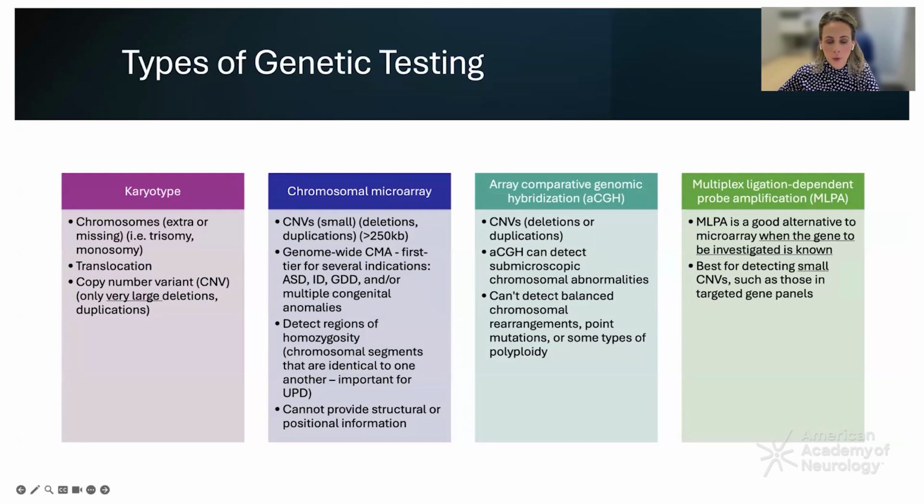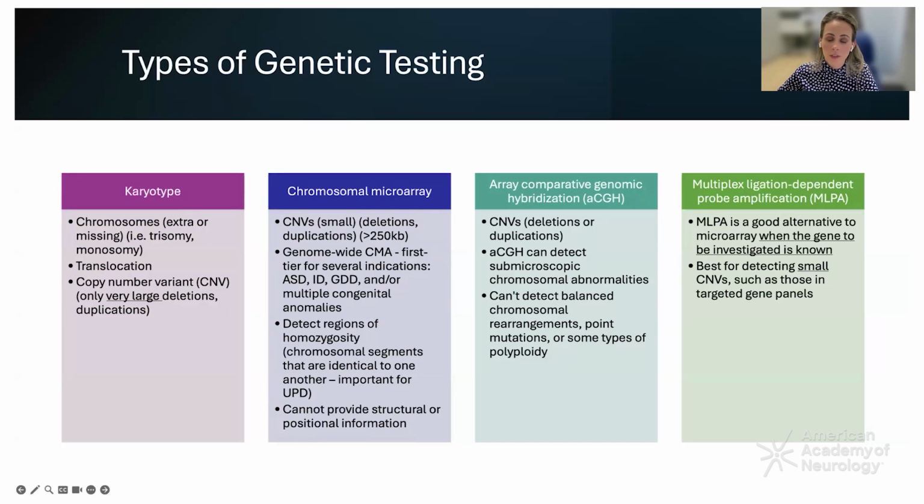A chromosome microarray is the investigation of choice for detecting copy number variants, small deletions, and duplications of stretches of DNA greater than 250 kilobases. Genome-wide CMA has been endorsed as the first-tier test for several indications, including patients with autism, intellectual disability, global developmental delay, and with patients with multiple congenital anomalies.